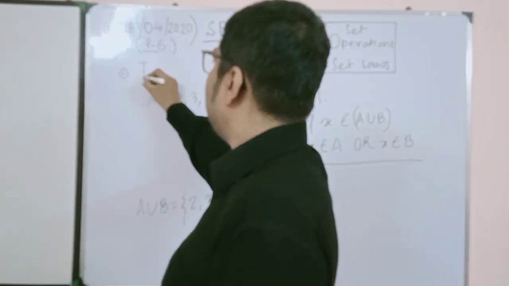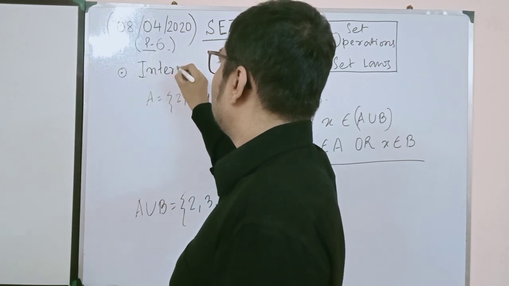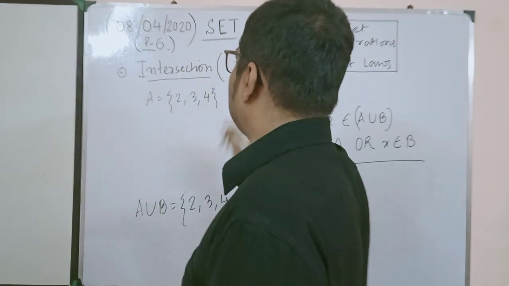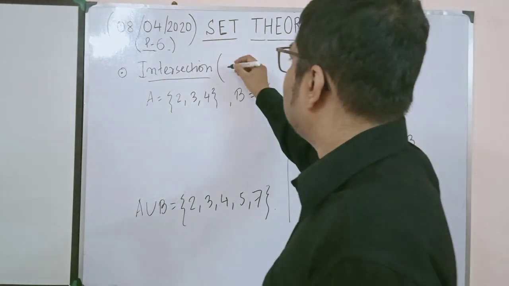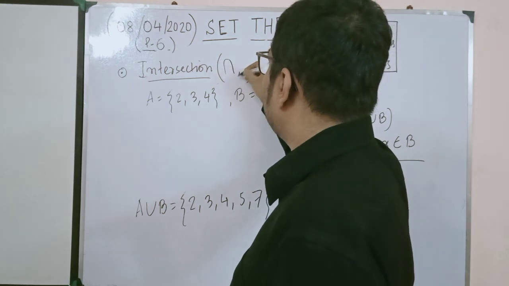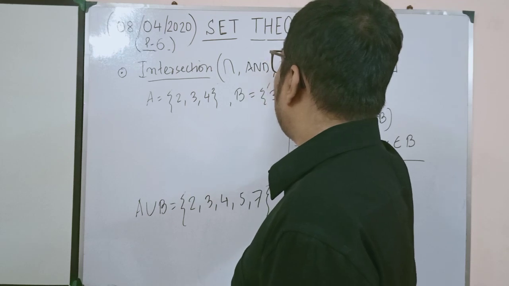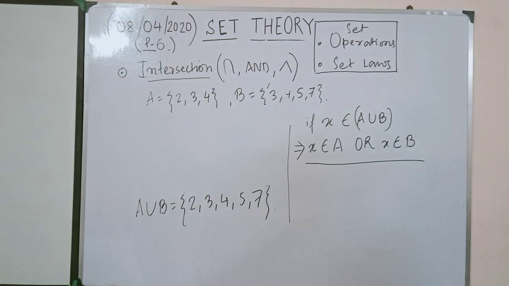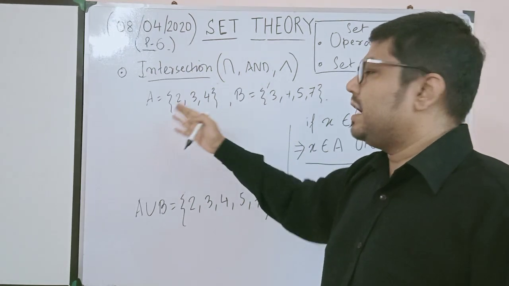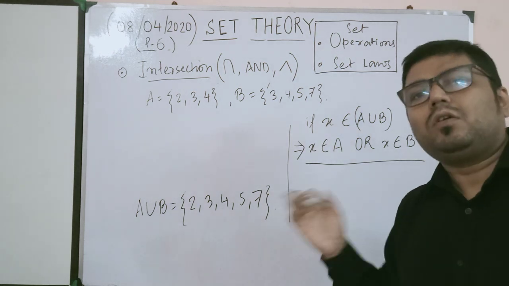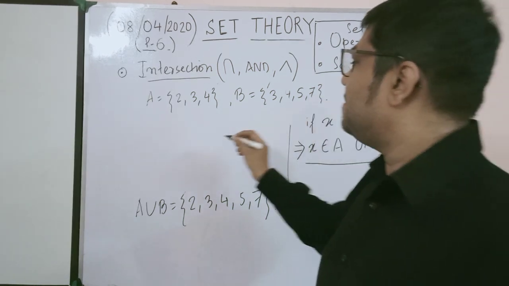I write here intersection. Intersection is denoted as an inverted U, or you can say 'and', or like this. Here we mean the elements which are present in A and B. A and B means it should be present in A and also in B. That means they are the common elements.